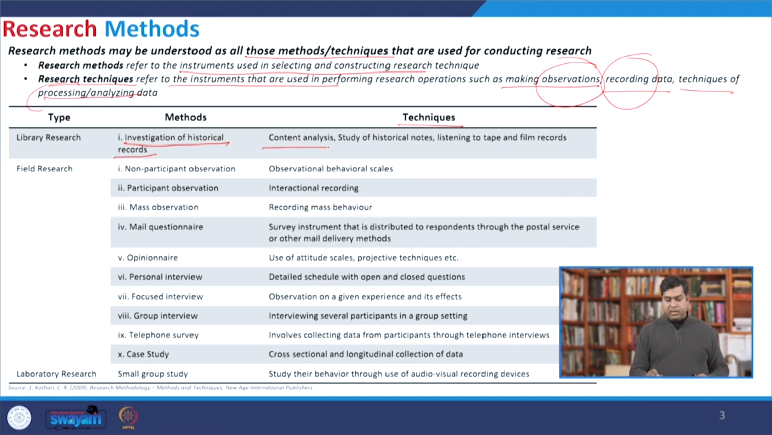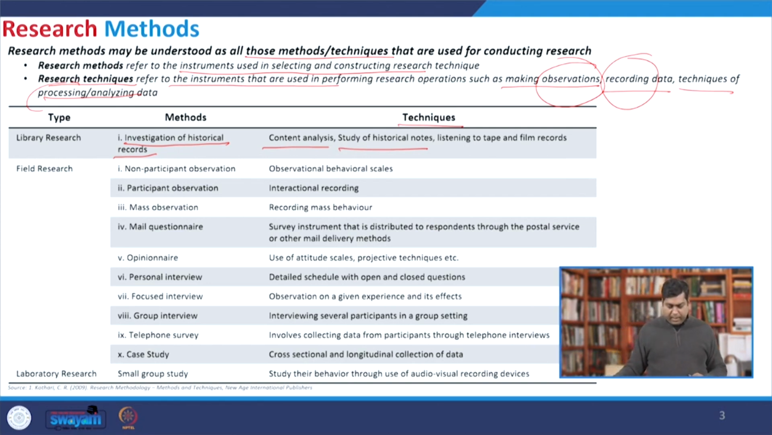Now for the techniques, the overall method is investigation, but in this case what techniques can you use? Maybe content analysis, where you go through different kinds of books to understand what they are saying about that particular topic. There might be a common opinion, there might be some deviation. So through content analysis you can derive that part. Then study of historical notes, listening to tape or film records. So it's not only printed books, but sometimes through recordings and video clips you can get into that part.